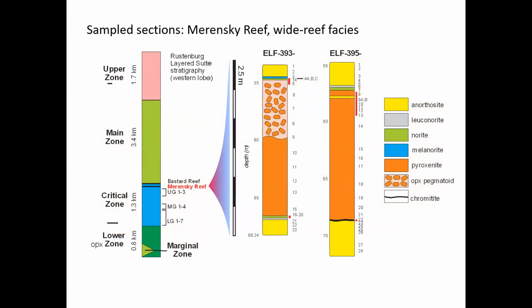We're looking at the Merensky Reef in this study. And again, we have our two different drill holes not too far apart from the Eland mine. The total width of the Merensky Reef package here is in excess of 10 meters, so it's completely sub-economic as a result.